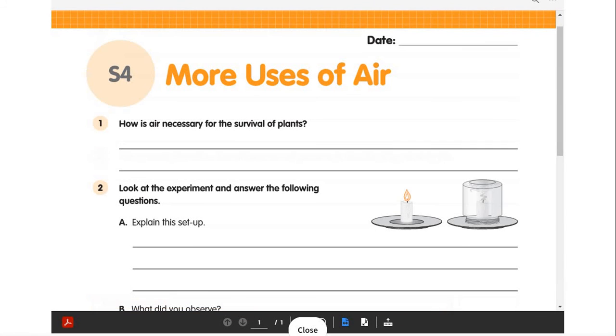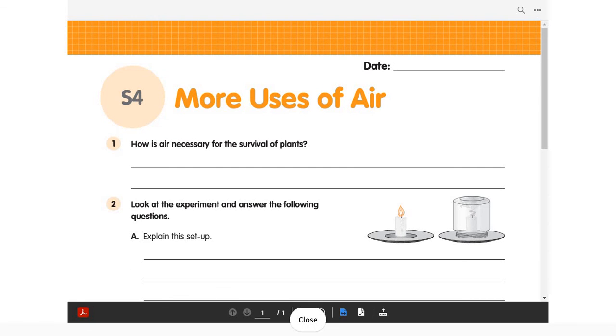Next, S4. More uses of air. First question. How is air necessary for the survival of plants? We already learned this in the previous blocks about plants, right? The answer is carbon dioxide. Air is necessary for the survival of plants because plants need the carbon dioxide present in air to make their food. So, air is necessary for the survival of plants. Okay?